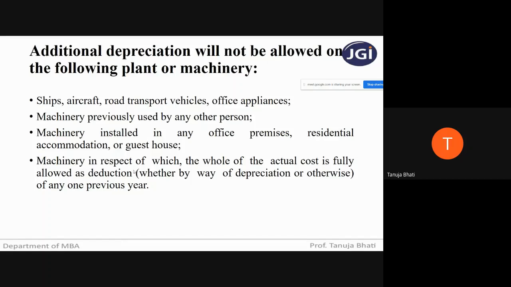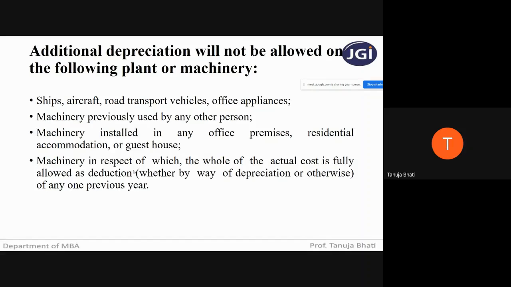So in short, what does this mean? Only those new plant and machinery which are used for the production purpose, which are used for the factory purpose, which is used for the manufacturing purpose, only those plant and machinery are eligible for additional depreciation at the rate of 20%. 10% if it is used for less than 180 days. If it is a backward area of the state of Bihar, Telangana, AP, then it is going to be 35%. And if it is used for less than 180 days, it is going to be 17.5%.